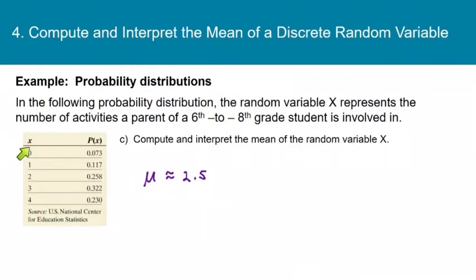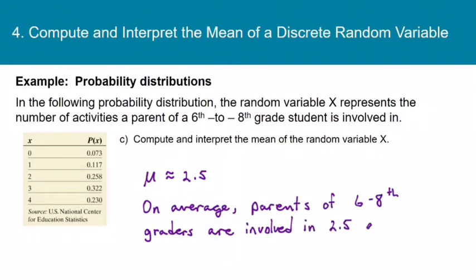Now since our outcomes are whole numbers, we'll just round the mean to 1 decimal place. That's 1 more decimal place than the outcomes had. So we'll say the mean is about 2.5. And now to interpret the mean, what does it mean to say that the mean of this probability distribution is 2.5? Well, it means that on average, parents of 6th through 8th graders are involved in about 2.5 activities each.